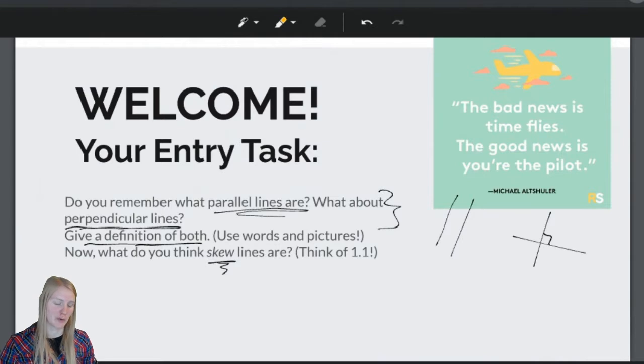Skew lines, though, this has to do with 1.1, and we are going to talk about those in this lesson. So let's jump right into it.